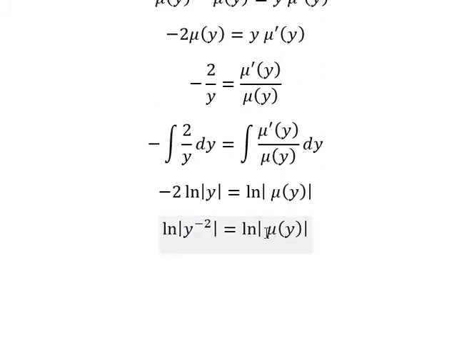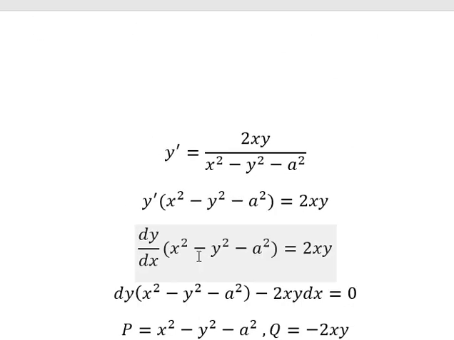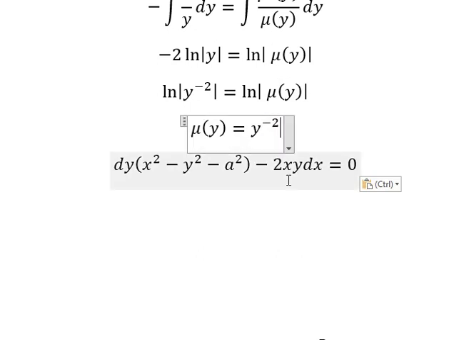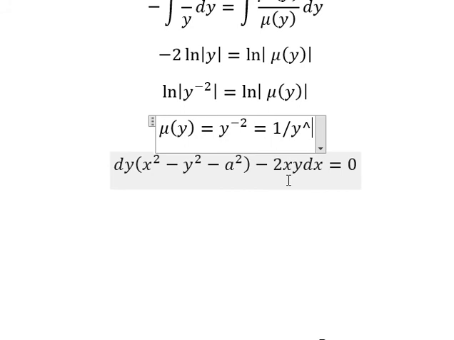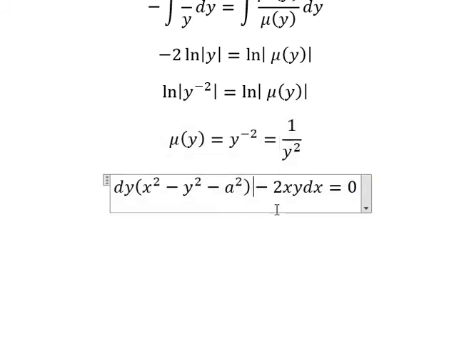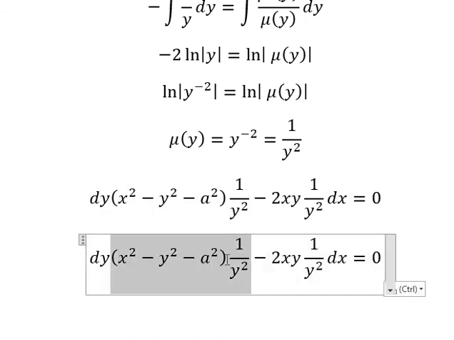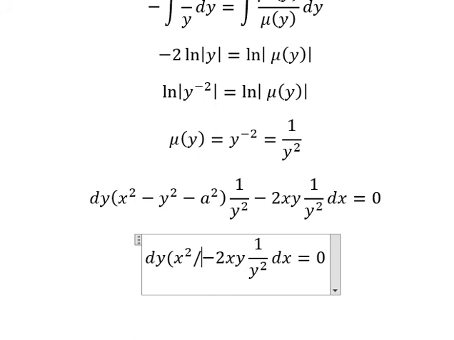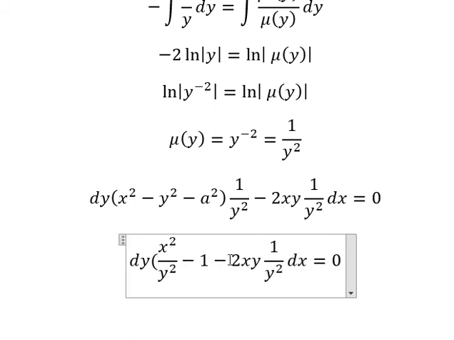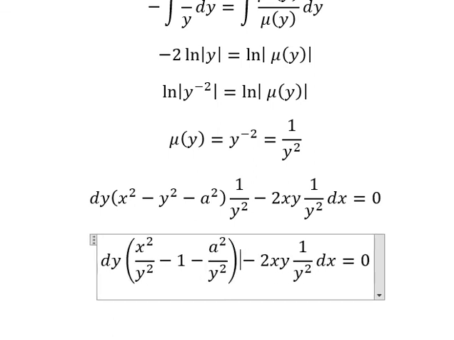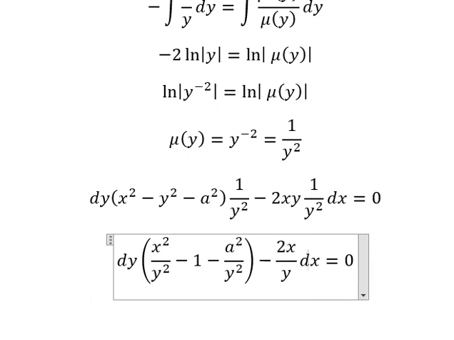So we have mu y equals to y to the power of negative number 2. That means we multiply both sides by y to the power of negative number 2, or we put about 1 over y to the power of 2. Now we need to simplify it, and we have like this. And this one we have x over y.